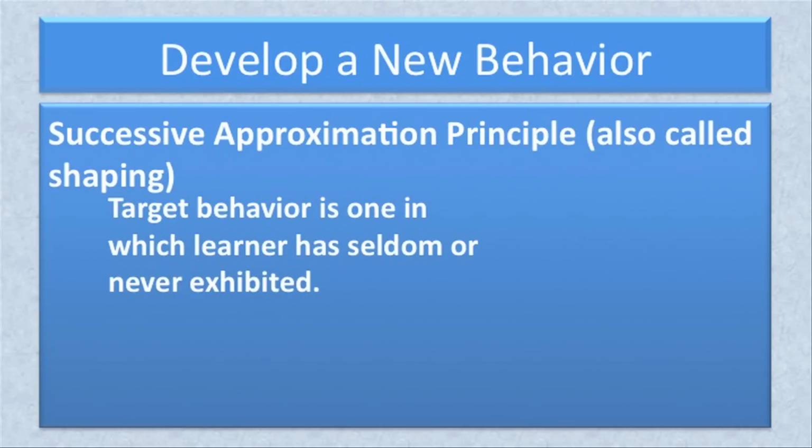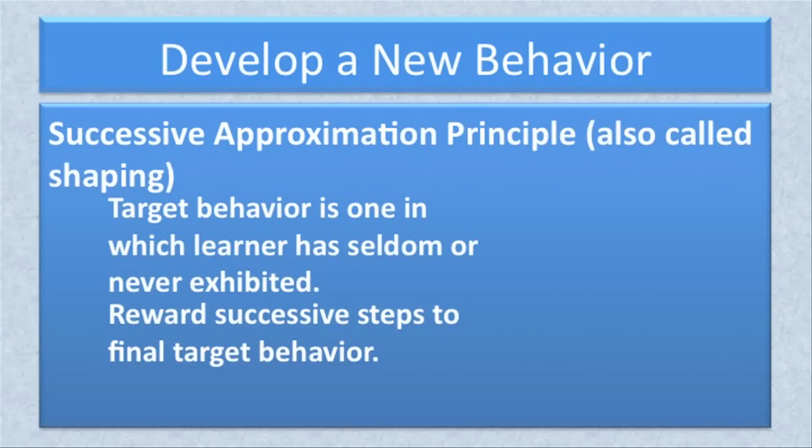The first method to be discussed in the category of developing a new behavior is called the successive approximation principle. Remember that the methods discussed in this category should be used with a target behavior that the learner has seldom or never exhibited.